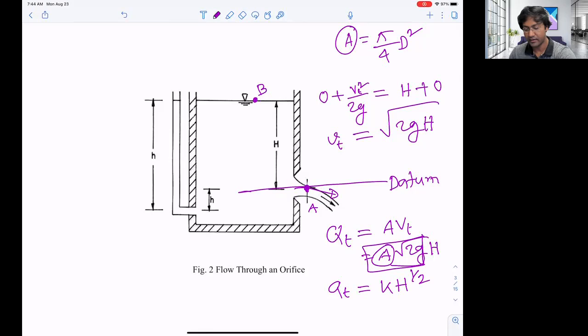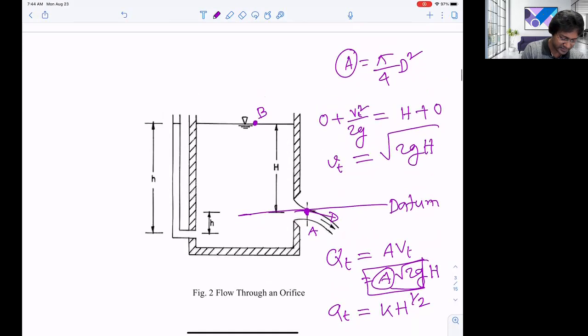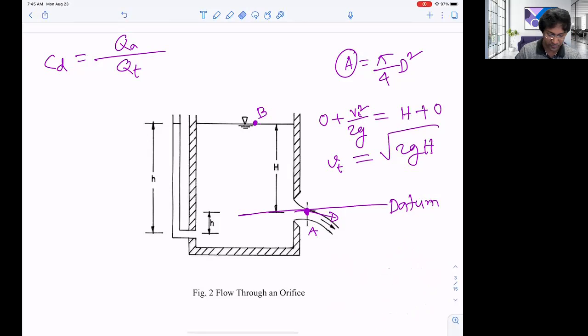Then we can calculate the efficiency as before, the coefficient of discharge. How can we calculate that? CD, if we somehow know the actual discharge and we know the theoretical discharge that we have just got from this equation, then we can calculate CD, the coefficient of discharge, which means how much flow is actually happening. How can we calculate that? We have a setup. We'll measure the way we measured before.